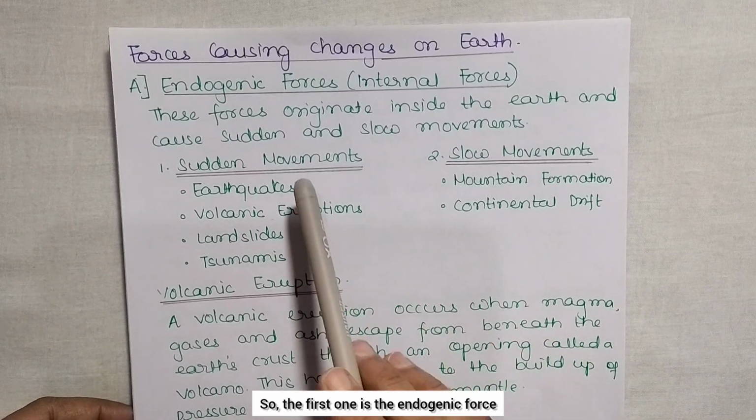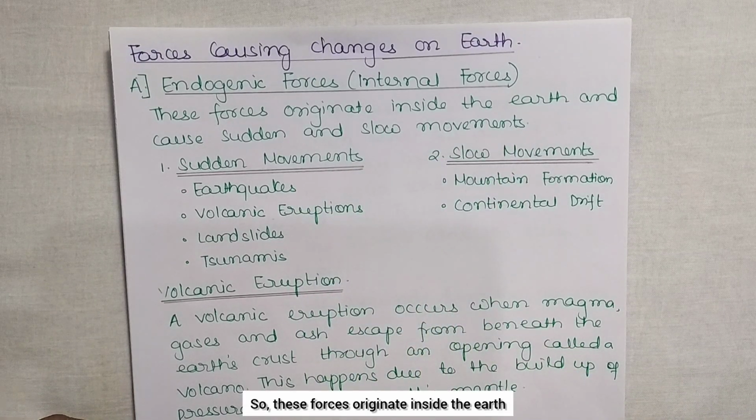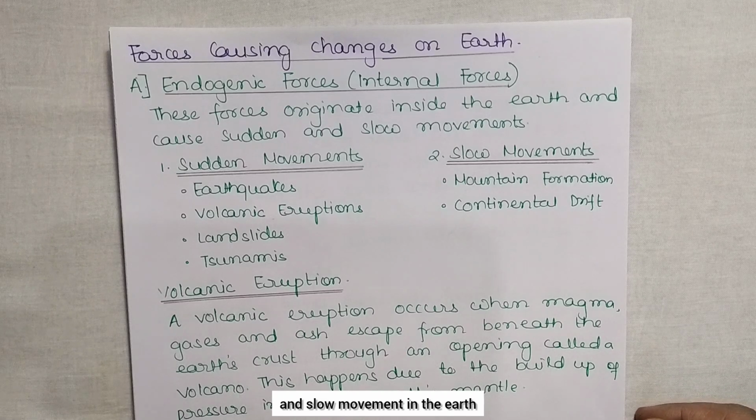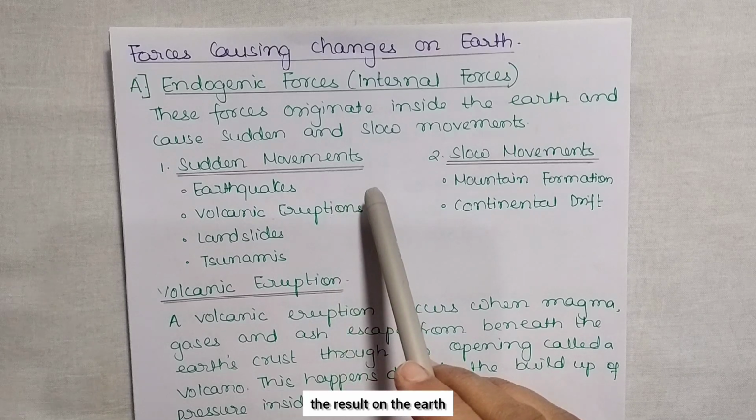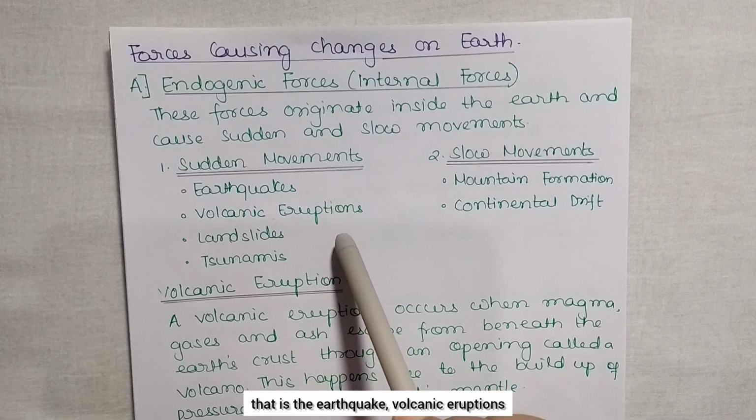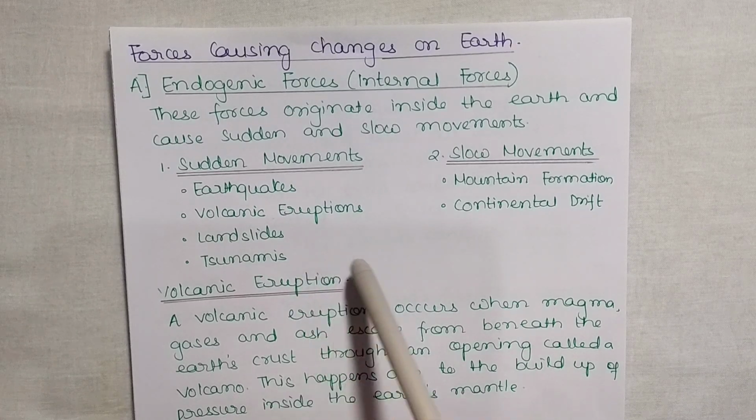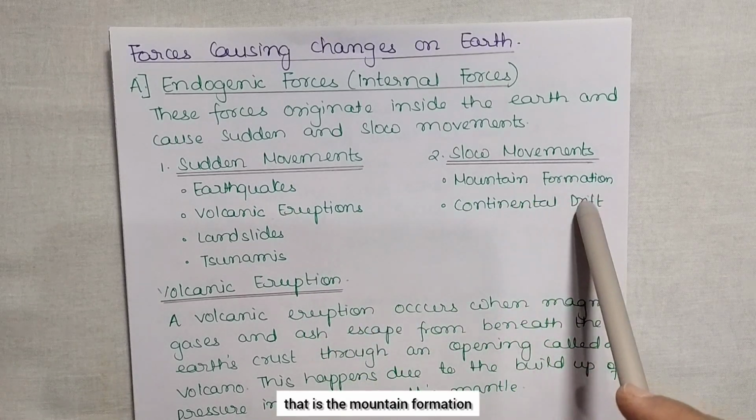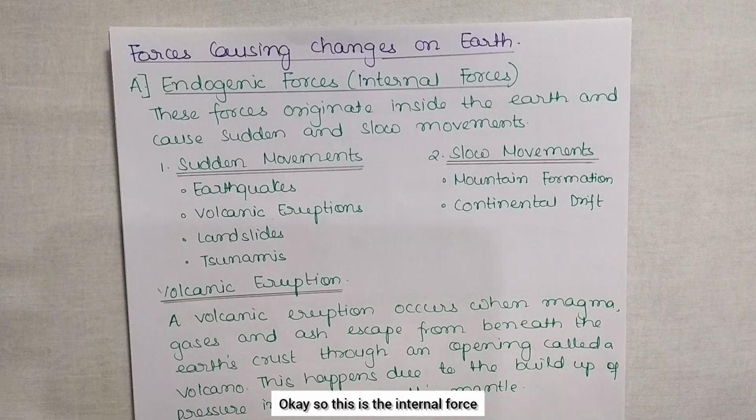So the first one is the endogenic force, that is the internal force. These forces originate inside the earth and cause sudden and slow movement. So due to this, we will see some sudden and slow movement in the interior of the earth. Due to the sudden movement, we will see results on the earth, that is the earthquake, volcanic eruptions, landslide and tsunamis. So these are sudden movements. And in the slow movement, there is the mountain formation and continental drift. Okay, so this is the internal force.